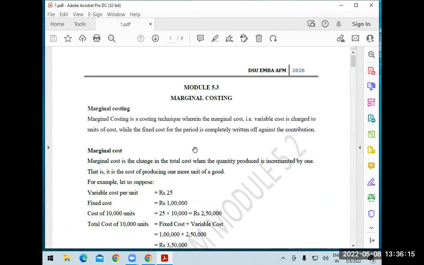Are you able to see the screen? I'm sharing a PDF file. Is it visible to you? Yes, sir. Okay. All right.